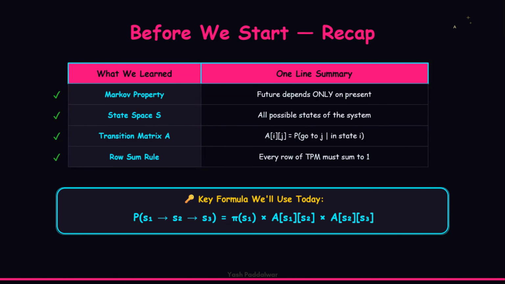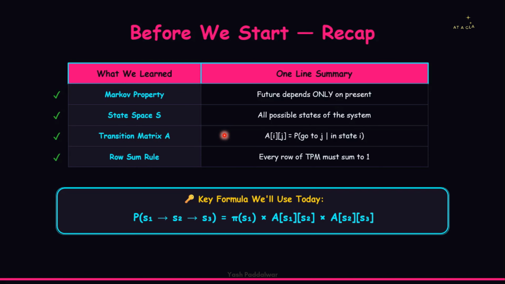Now before looking at the problem statement, we'll first see what we have learned in the previous video. We have seen the Markov property, which says the future depends only on the present. We have seen the state space capital S, which contains all the possible states in the system. We have seen the transition matrix capital A, which tells you about the different transition probabilities present in that particular system.